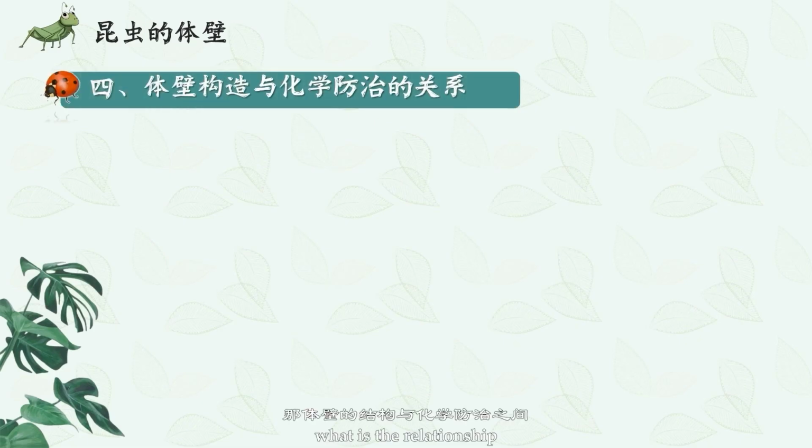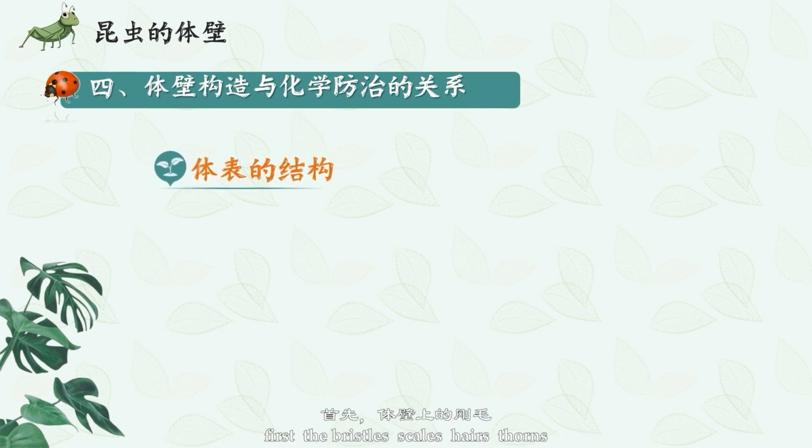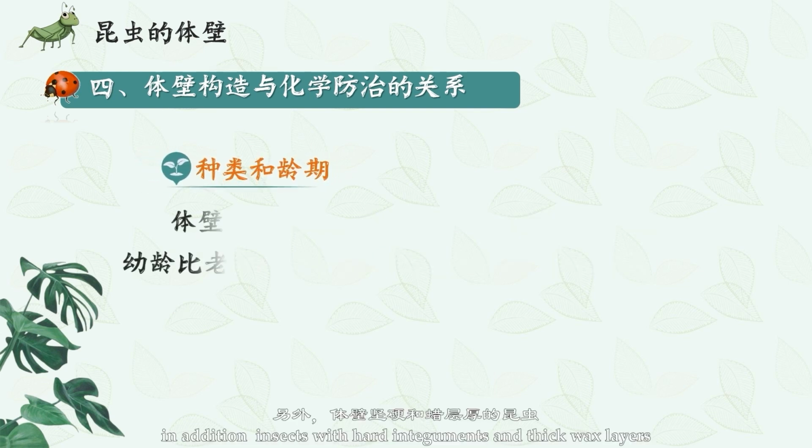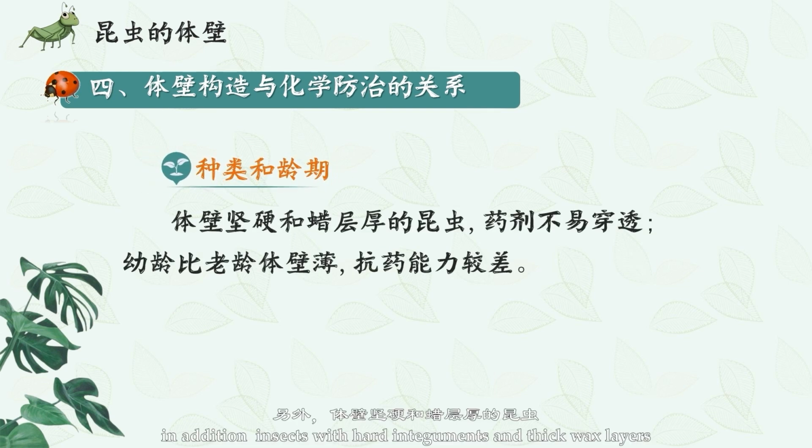What is the relationship between the structure of the integument and chemical control? First, the bristles, scales, hairs, thorns, wax layers, and cement layers on the integument make the insecticide not easy to adhere to and too challenging to enter the body. In addition, insects with hard integuments and thick wax layers are difficult to penetrate by an insecticide.